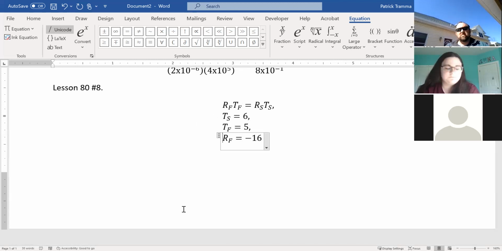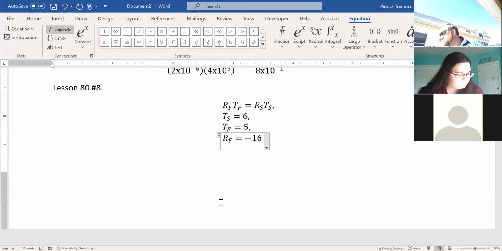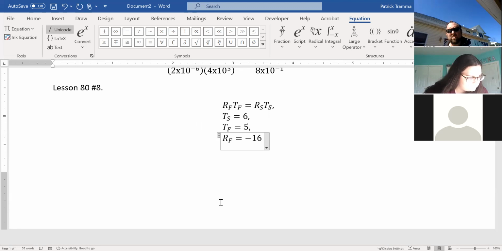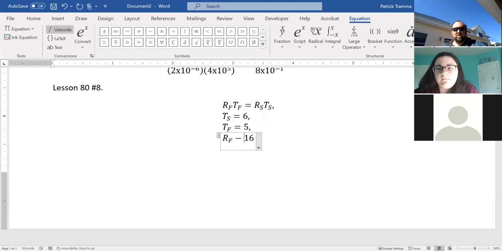See, this is the equation wrong. Okay. It's like 5, comma R sub F minus 16 equals R sub S. Oh, I see. R sub F minus 16 equals R sub S. Good enough.